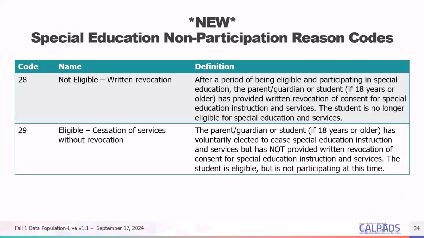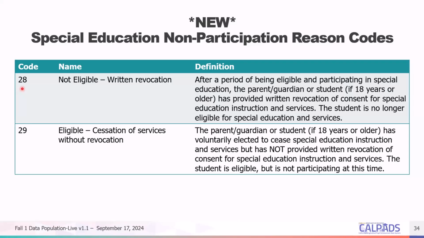All right, we also have some updated codes for special education reporting in the 24 to 25 academic year. So let's get into discussing changes that are relevant to special education file types. After discussions at the CDE in August of 2023, it was determined that changes were needed to make the distinction between revocation and cessation of services without revocation for the non-participation reason codes, the special education non-participation reason codes.